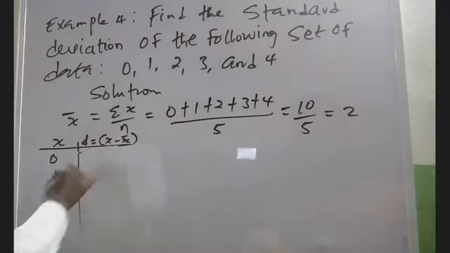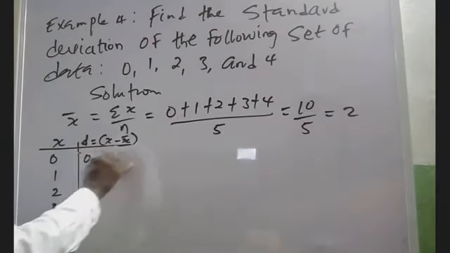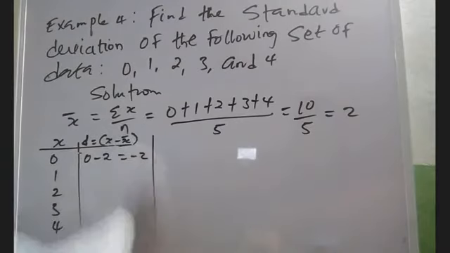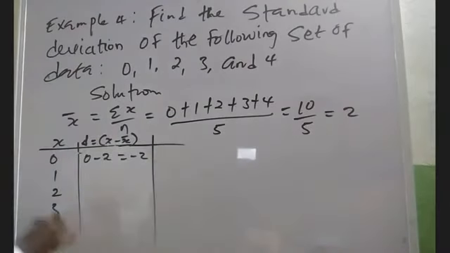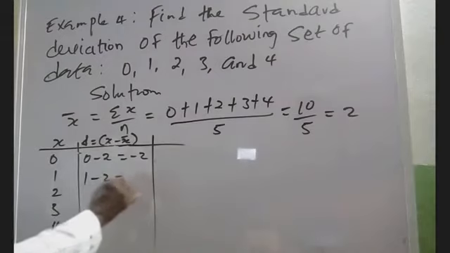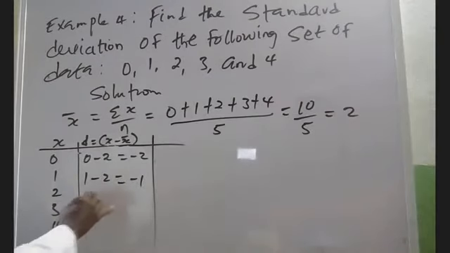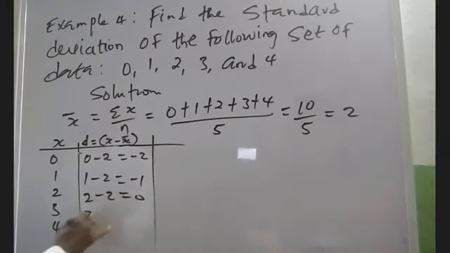So the first one, 0 minus 2 is minus 2. 1 minus 2 is minus 1. 2 minus 2 is 0. 3 minus 2 is 1. And 4 minus 2 is 2.